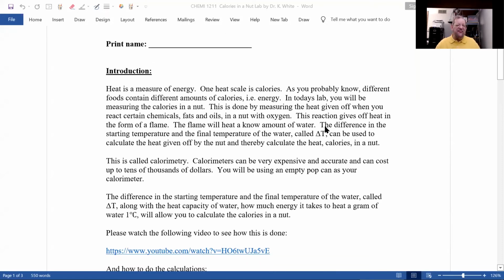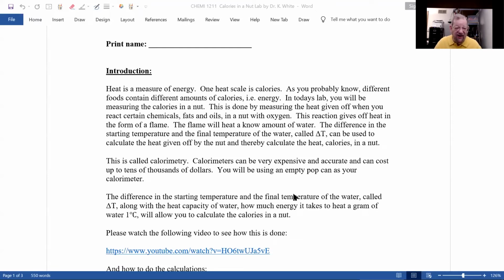All right, now, when we talk about calories, like things like, oh, you shouldn't eat that, that's high in calories. Unfortunately, all the stuff Dr. White loves is that way, like potato chips, Doritos, a blooming onion, all those are high in calories. But anyways, what's a calorie? It's a measure of heat or energy. And one heat scale, like I said, is calories. In today's lab, you'll do calorie of a nut.